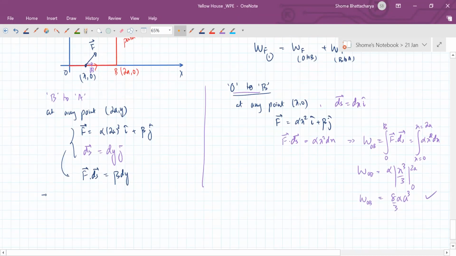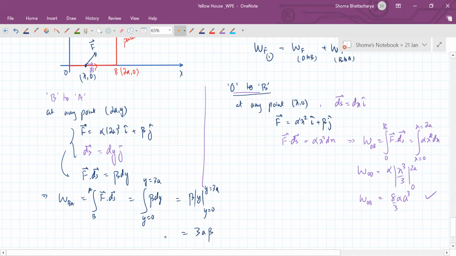Okay. So the work done from B to A will be the integration of this F dot ds from the point B to the point A. So this is becoming nothing but the integration of beta dy from y equal to 0 at the point B to y equal to 3a at this point. So this will become beta y. You can see that it will become 3a beta. So this is the work done from B to A.